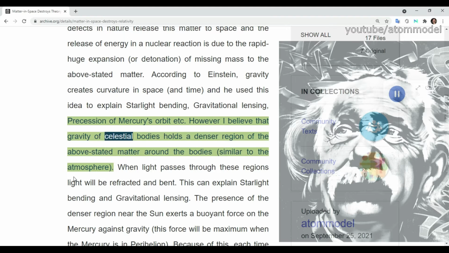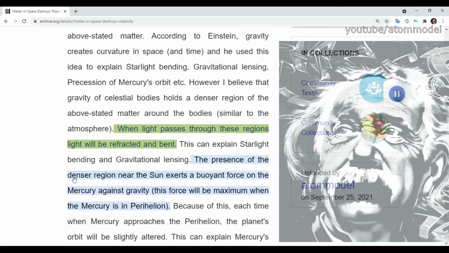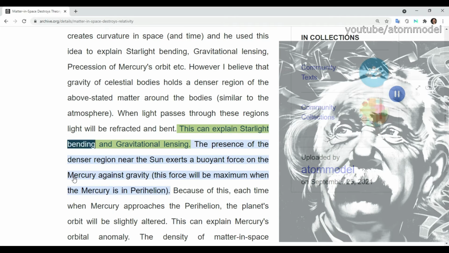However, I believe that gravity of celestial bodies holds a denser region of the above stated matter around the bodies, similar to the atmosphere. When light passes through these regions, light will be refracted and bent. This can explain starlight bending and gravitational lensing.